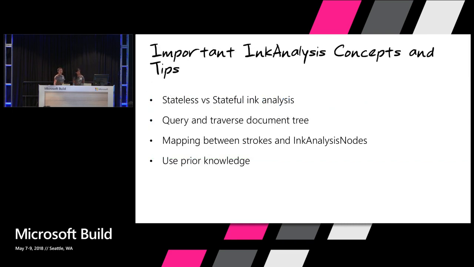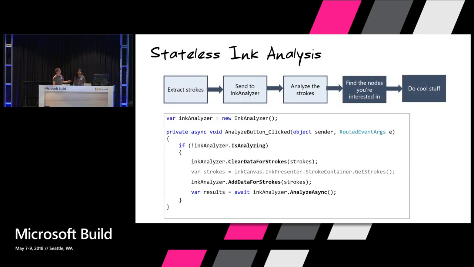So just to recap on some key concepts and tips for Ink Analyzer. First, I showed you stateful or incremental analysis, which is the one I use. But if in your application all the analysis is independent of the previous ink session, then you can choose to not consider the previous analysis at all. I will always get the new strokes all at once, feed them to Ink Analyzer, clear the previous nodes, and then analyze cleanly.